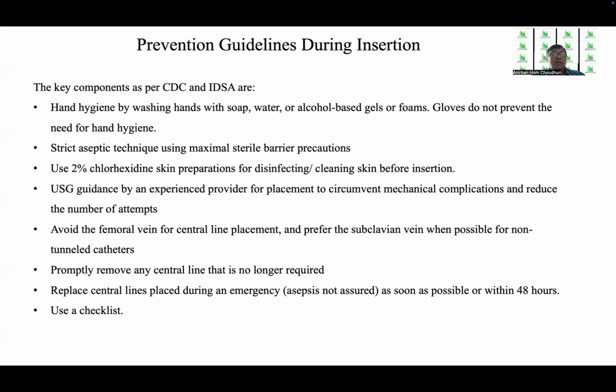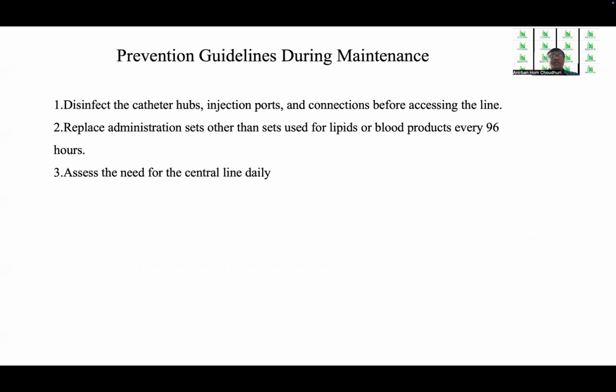USG guided by an experienced provider for placement, to circumvent mechanical complications and reduce the number of attempts. So the only way the ultrasound helps is by reducing the number of attempts. Avoid the femoral vein for central line placement and prefer the subclavian vein when possible for non-dominant or non-tunneled catheters. Promptly remove any central line which is no longer used. Replace central lines placed during an emergency as soon as possible or within 48 hours, and always use a checklist.